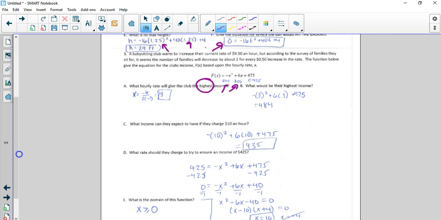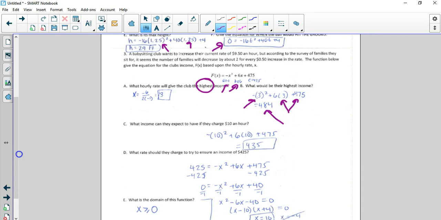What would be the income? You plug 3 in here and here. 3 squared, 9. Times negative 1 is negative 9. 6 times 3 is 18. 18 minus 9 is 9. Add 9 to 475 and you get 484.